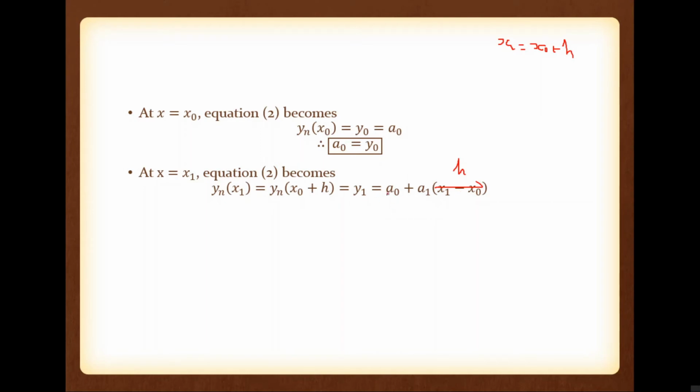Now what is a0 from this? That is y0, so we can replace a0 with y0. So y1 is equal to y0 plus a1 into h. My question is, what is a1h? Moving y0 to this side, a1h is equal to y1 minus y0. Is it okay? So by using the finite forward difference, what is y1 minus y0?